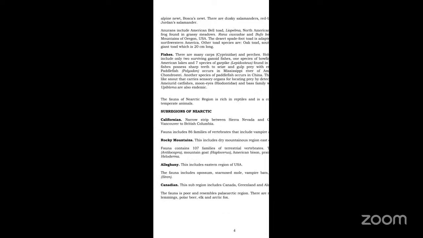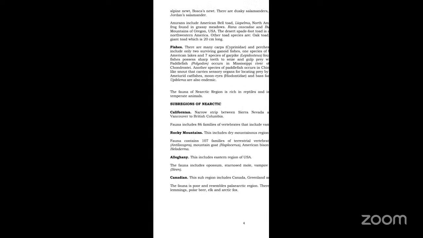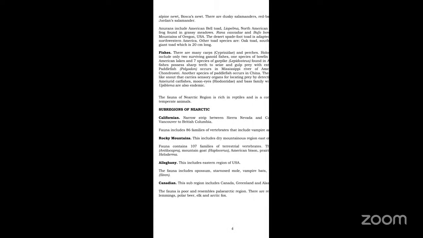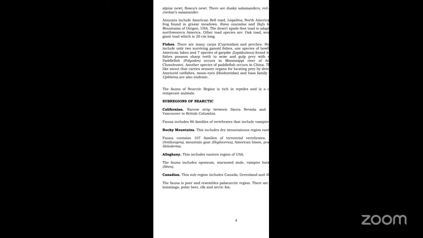And then apart from this, you also have the paddlefish, which is called Polyodon, which occurs in the Mississippi River of America. Another species of paddlefish is also present in China. These fishes have a paddle-like snout that carries sensory organs for locating prey, and hence they are called paddlefishes.